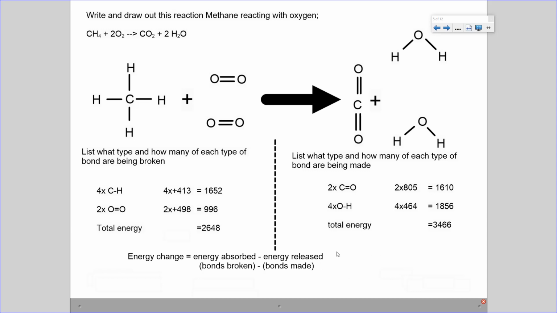So we would have 2,648, take away 3,466, and that will give us a value, and those of you that are very good at maths, hopefully, will have noticed that this is going to be a negative value, which it will be. So 2,648 take away 3,466, which should give us a value of minus 818 kJ per mole. We'll do it like that.